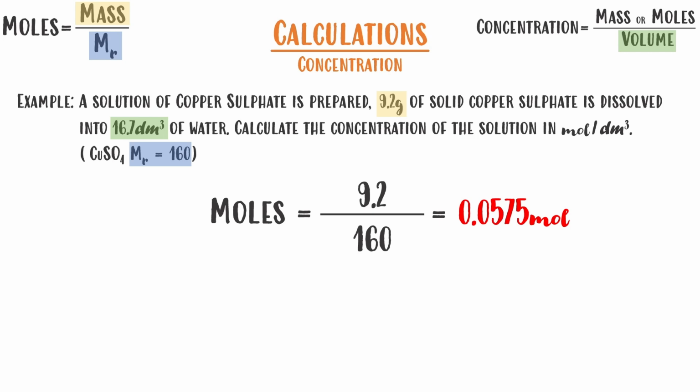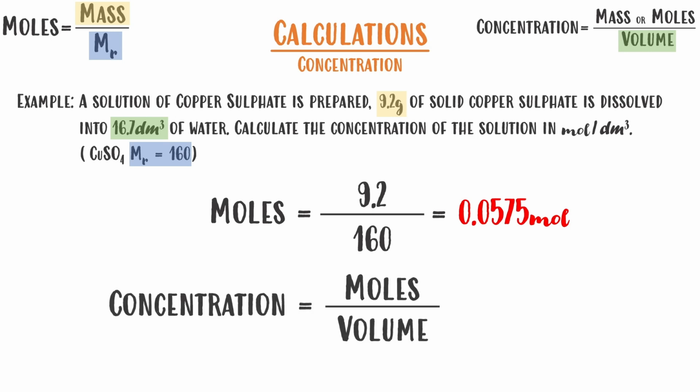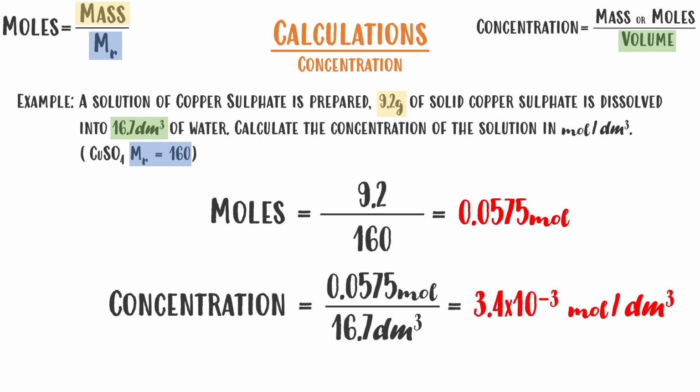0.0575 mole. And now that I have my moles, I can use my concentration formula. Again, start off by substituting my new numbers. 0.0575 divided by 16.7 decimeters cubed, giving me 3.4 times 10 to the power of minus 3 mole per decimeter cubed. Now, you don't have to give your answer in standard form unless specified, but it's good practice.